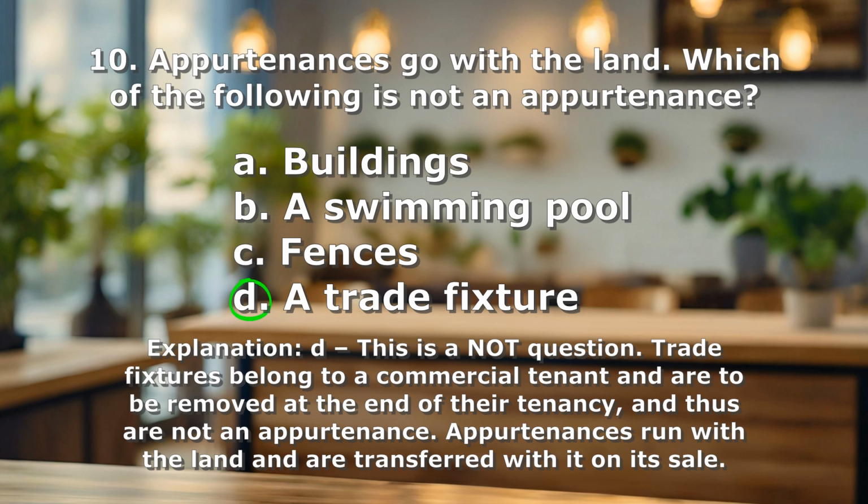Keep in mind, this is another "not" question. So make sure when you're taking the test, you're reading these questions very carefully. Which of the following is not an appurtenance? The answer is D, trade fixture. That's going to go with the tenant when they leave. So I thought this was a really good question.